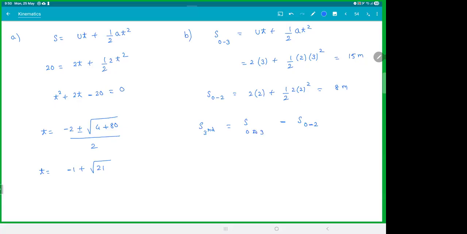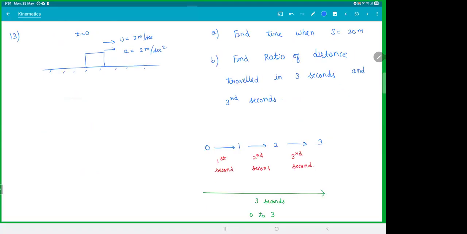I will find the distance traveled from 0 to 3. I will find the distance traveled from 0 to 2. And if I subtract them, what remains, isn't that the third second distance? So that's 15 minus 8, 7 meters. So you're done. So the ratio is 0 to 3 by third second is 15 by 7. So in third second, you traveled 7 meters. What is third second? From 2 to 3.